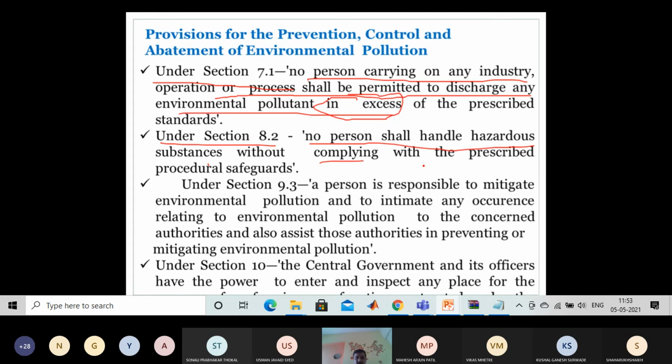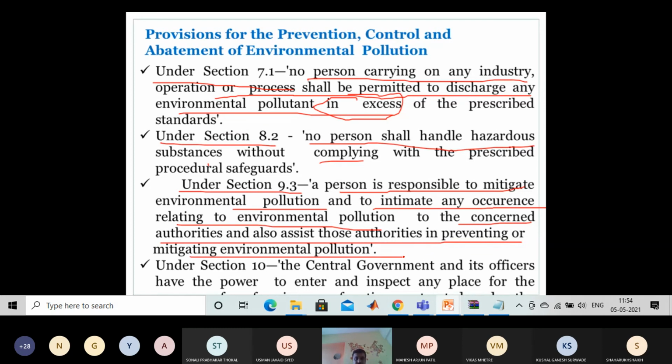No one can handle a substance without prescribed procedural safeguards. Under section 8.3, a person is responsible to mitigate environmental pollution and to intimate any occurrence relating to environmental pollution to the concerned authority, and also assist those authorities in preventing and mitigating environmental pollution. Means if any pollution is there, it has to be informed to the particular authority under section 8.3.